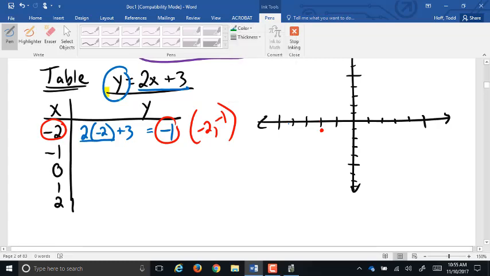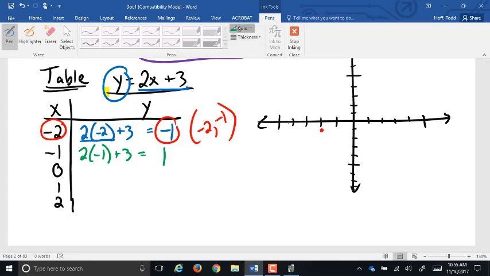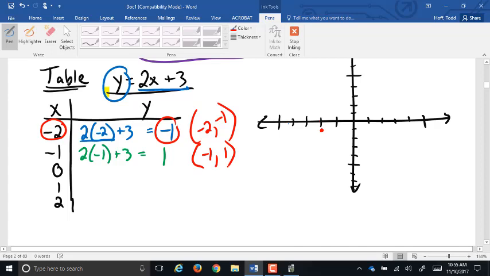If x is -1, y is 2 times -1 plus 3. So again, 2 times -1 is -2, plus 3 is +1. Yes. So that gives us the ordered pair that when x is -1, y is +1. So over here, x is -1, y is +1 is a dot right there.